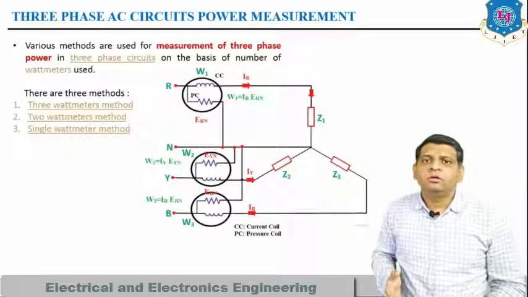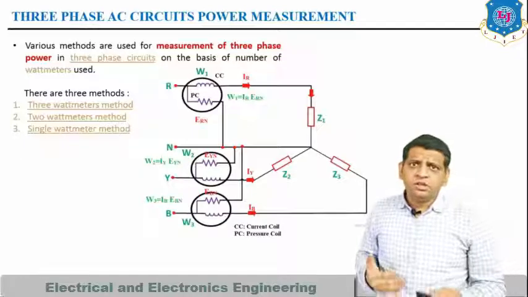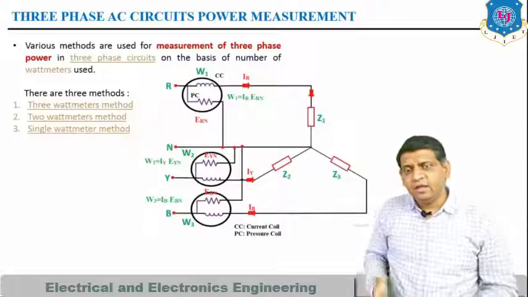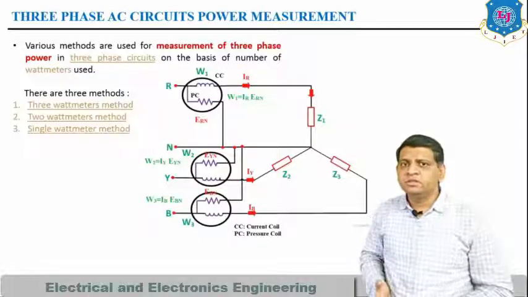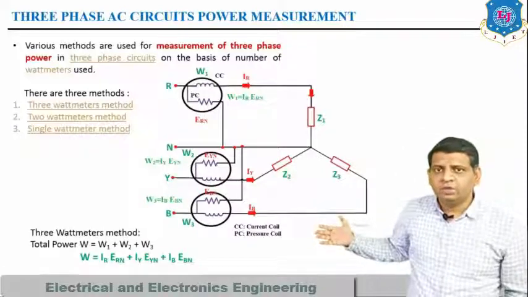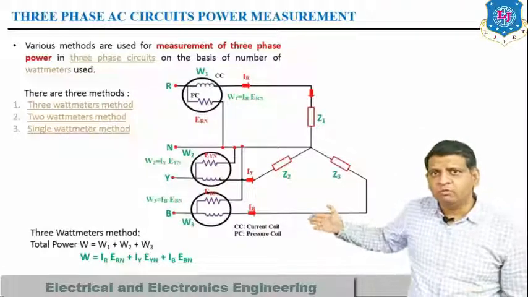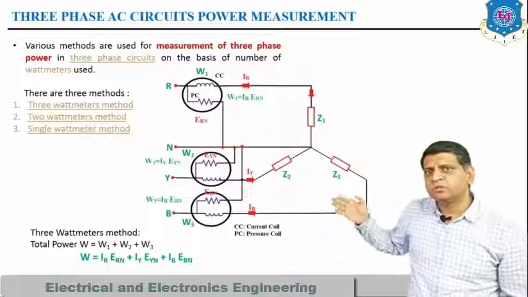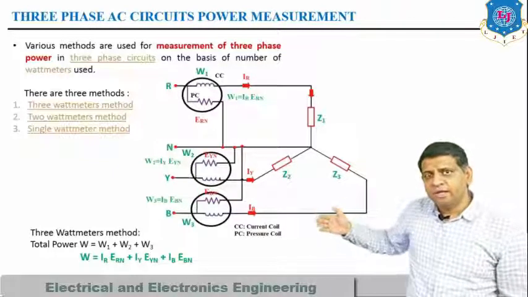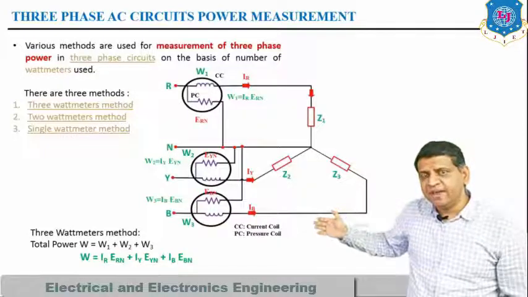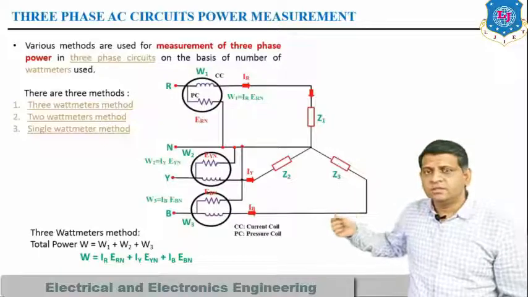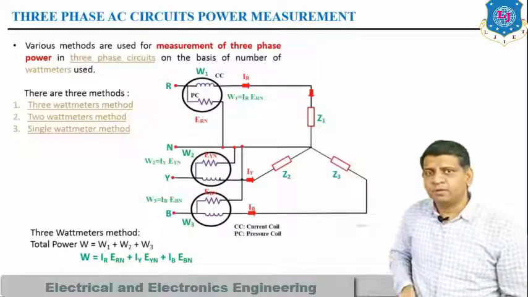In the same way, the wattmeter reading of W2 is IY into EYN, and the wattmeter reading of W3 is IB into EBN. Once you do the calculation, the total power or total wattmeter reading is W = W1 + W2 + W3, which equals IR into ERN plus IY into EYN plus IB into EBN. Now remember this particular equation. This is referred to as the 3 wattmeter method.